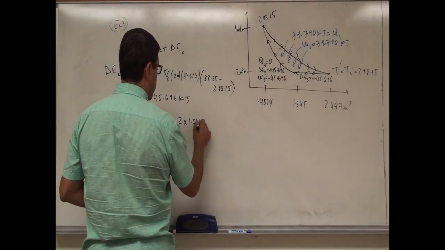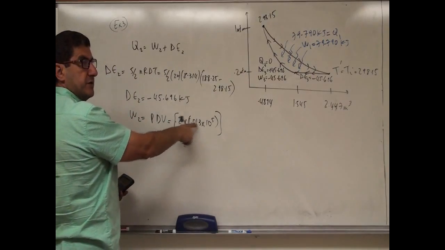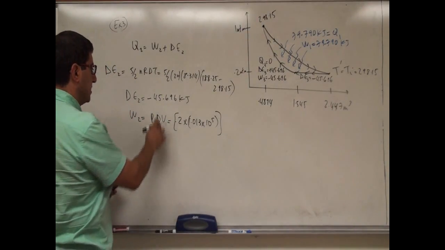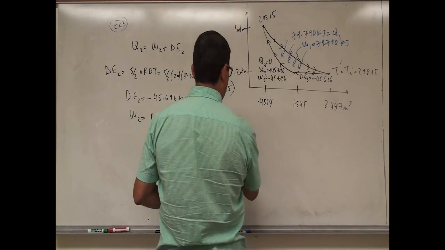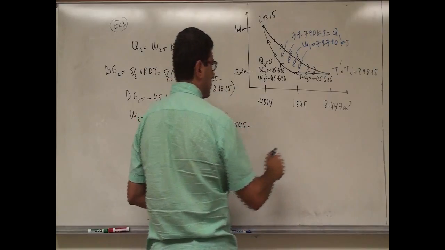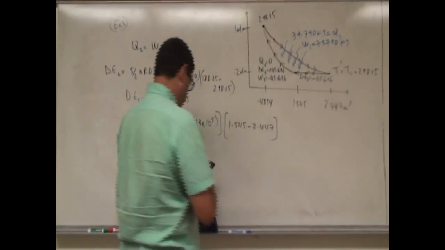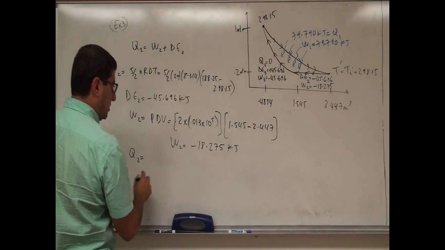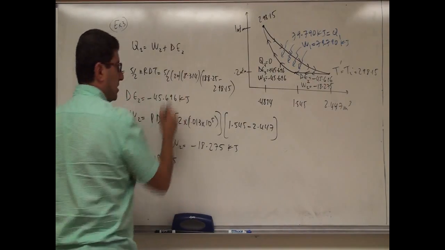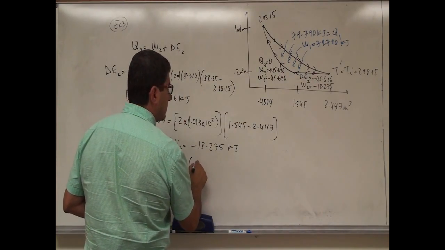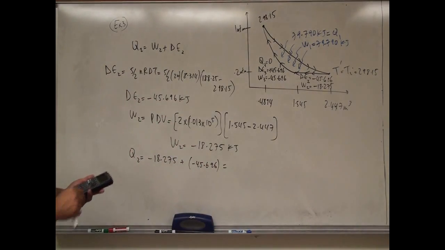0.2 times 1.013 times 10 to the 5th pascals. So that's 0.2 atmosphere changed to the units of pascals. Delta V is going to be the final volume, which is this volume here, 1.545, minus the initial volume, which is the 2.447. Okay, so W2 plus delta E2, so negative 18.275, right? Plus delta E2, which is going to be plus negative 45.696. So basically you're adding the two numbers because they're both negative.